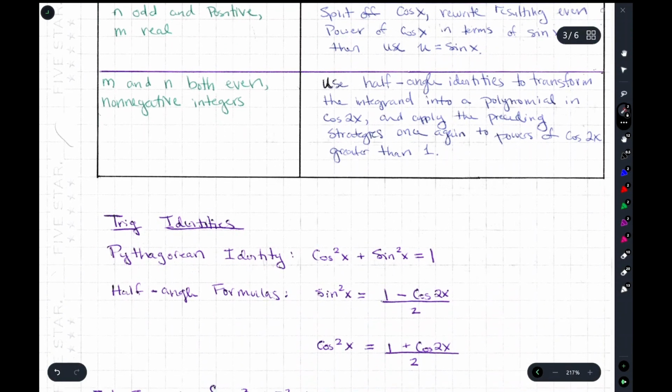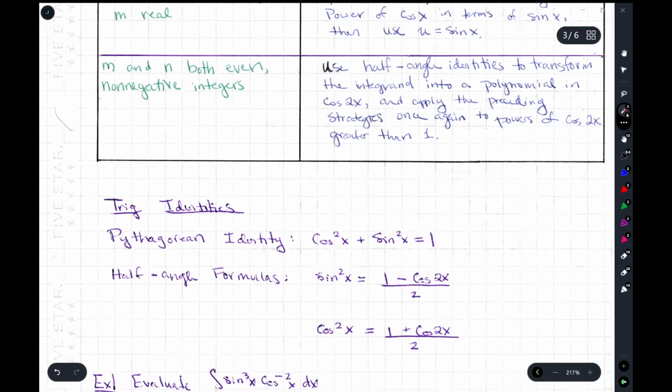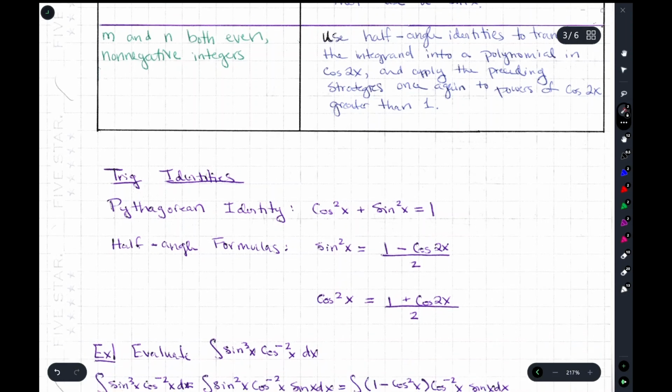Here are the relevant trig identities that we'll look at. So you have the Pythagorean identity, cosine squared plus sine squared is equal to 1. You also have these half-angle formulas, and it's a good idea to just memorize these. And as you can see, this term could be used to write cosines in terms of sines, and then these reduce the powers of the sines and cosines, okay?